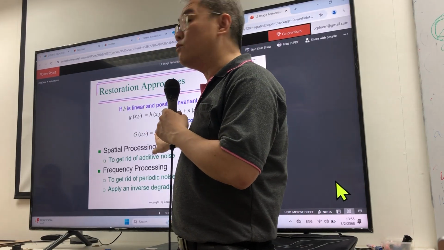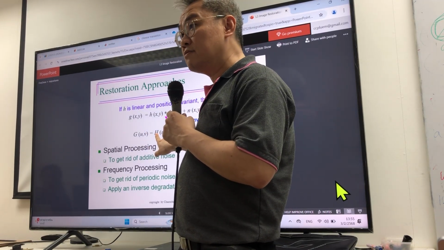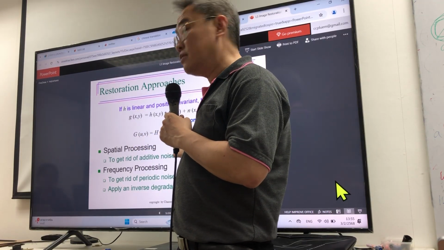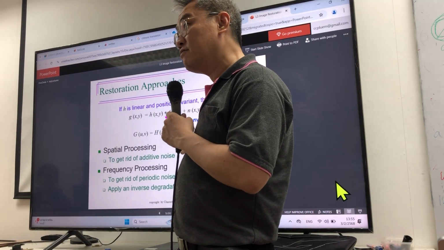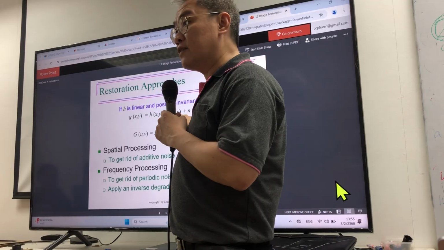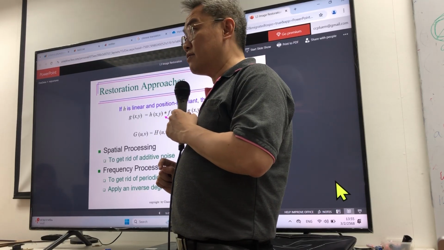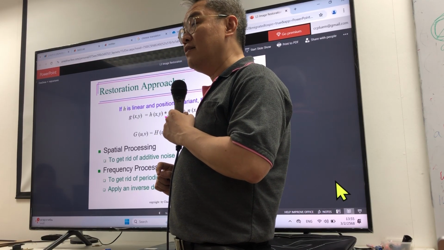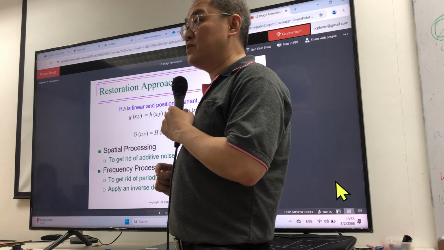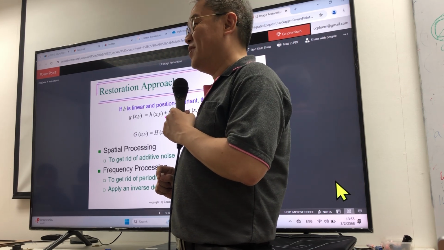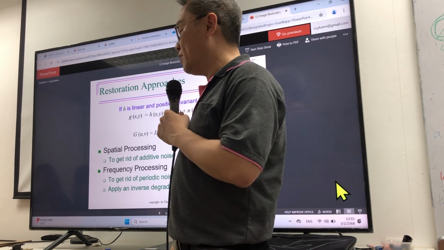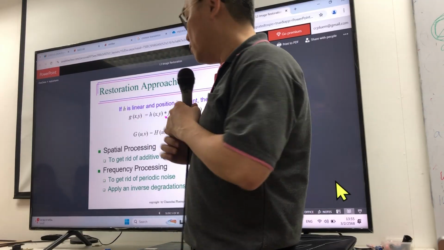Apply the inverse H on both sides to get the capital F, and then transform back to get f of x. The process seems easy, but when we work on a real image, there's something to work with.